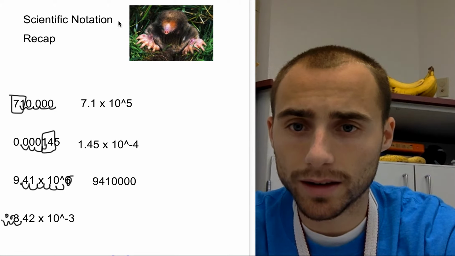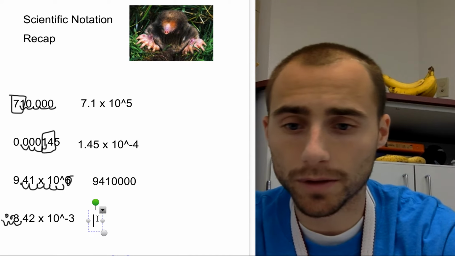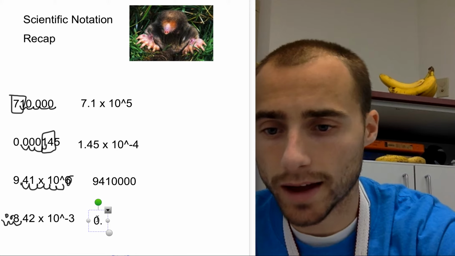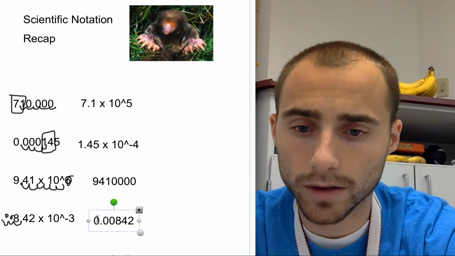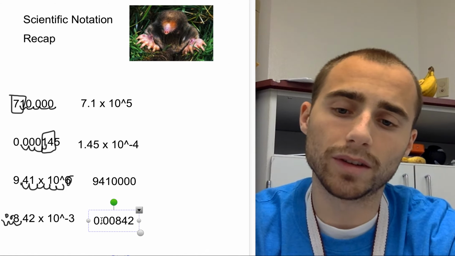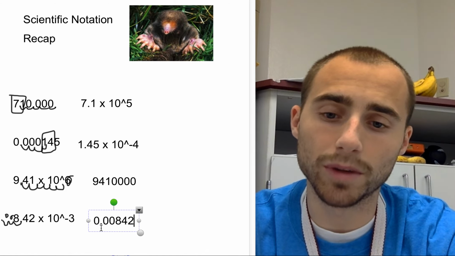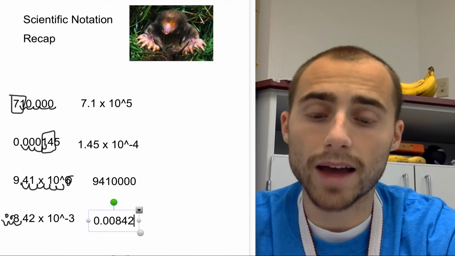So in the end, 8.42 times 10 to the negative 3 is 0.00842. And I added 2 zeros, 0, 0, 8, 4, 2. Now this 0, remember, doesn't count for anything. I'm just putting that there as a placeholder. These are the 2 zeros we added after the decimal.